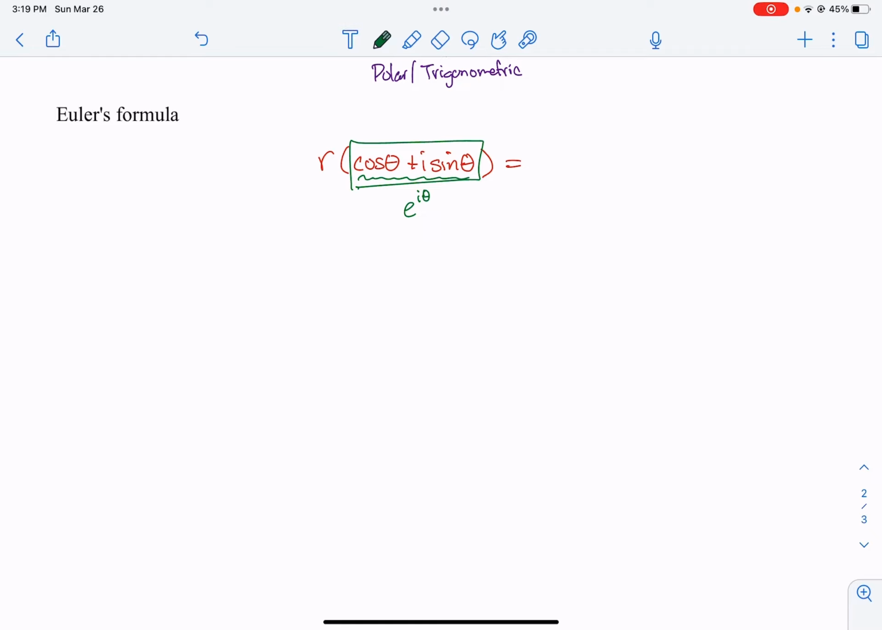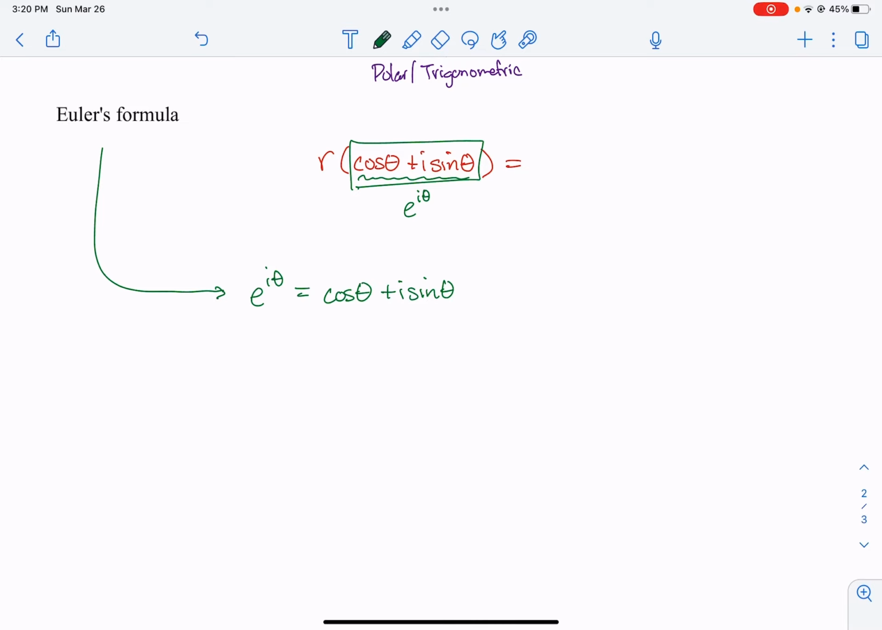I can't necessarily prove this to you. But basically what I'm trying to say is e to the i theta is equal to cosine of theta plus i sine of theta. Again, I can't prove that to you. You can find proofs of it online, but this is what's called Euler's formula.